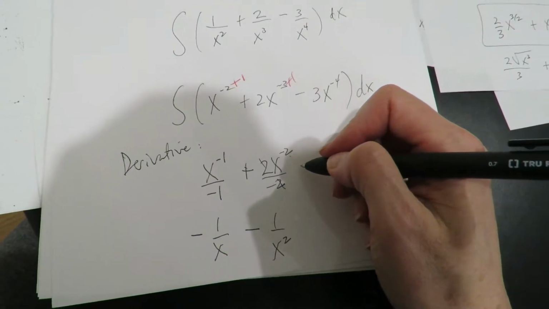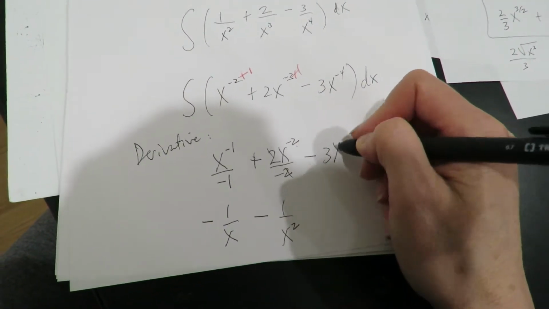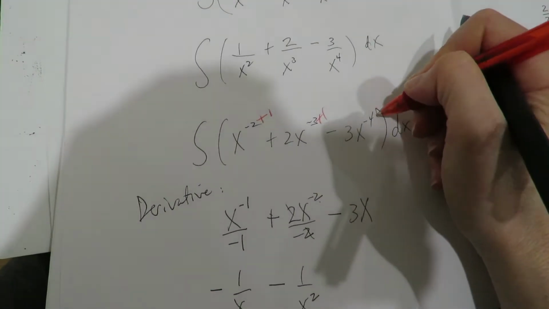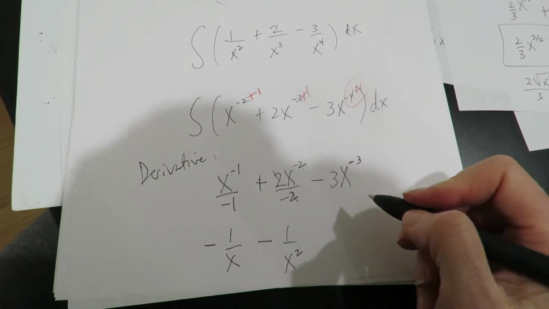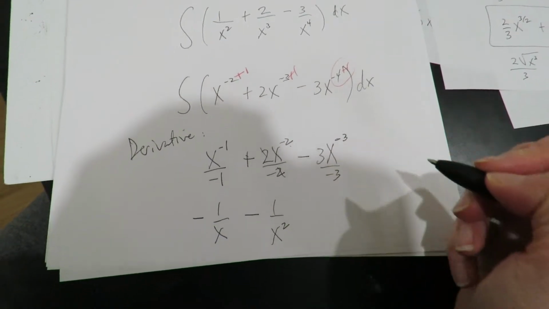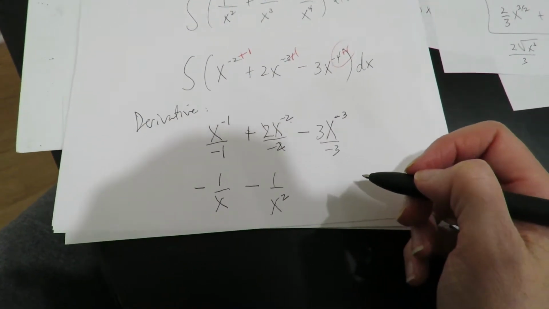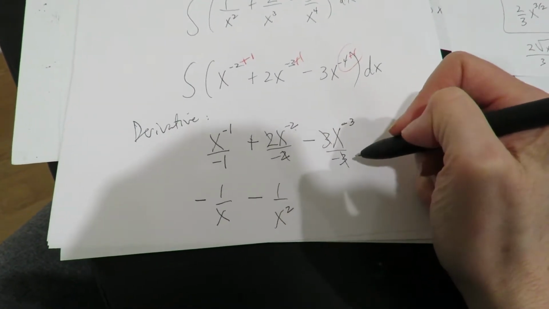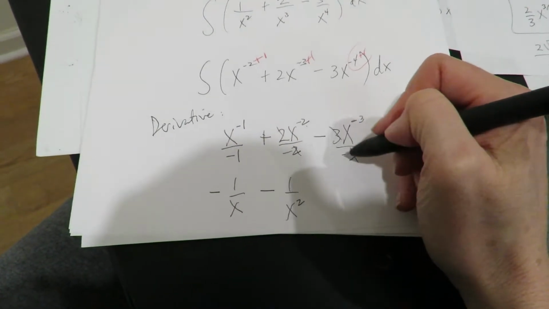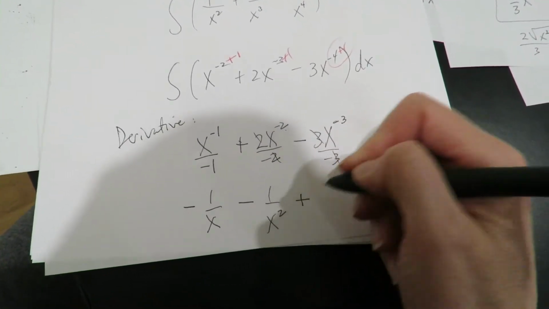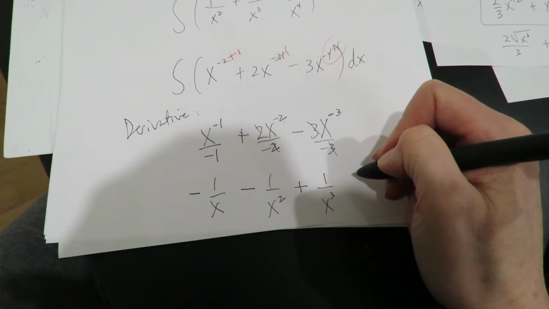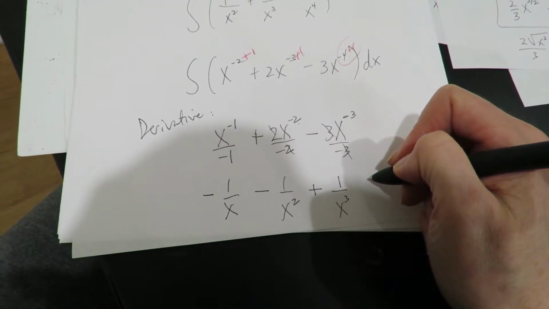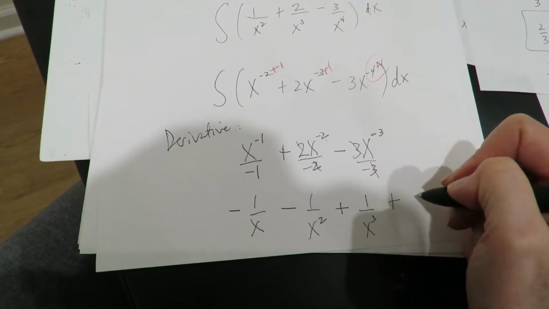All right, next guy. We're going to add 1 to this guy, make that a negative 3. Divide by the new exponent, which is a negative 3. All right, the 3 and the 3 cancel each other out. The double negative makes a positive, and the x is going to flip down. And did you remember? At the end here, we're going to add the plus c.